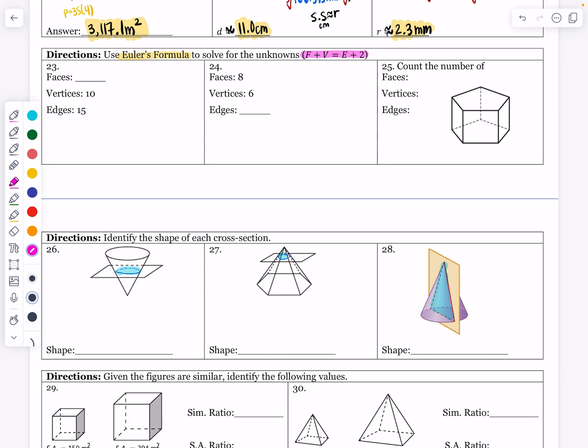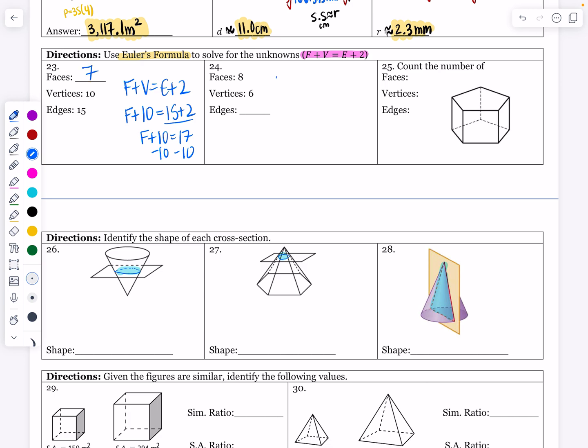And so let's start with the formula that is supplied, and then let's apply it. F plus V equals E plus 2. So we're looking for our number of faces on this 23. So we're going to leave that as F. V we're going to fill in as 10. E is going to be 15, and that's going to be plus 2. What is 15 plus 2 on that side? I can simplify that to 17, and then I'm going to subtract 10 from both sides. And when I do that, 17 minus 10 is going to give me 7 faces.